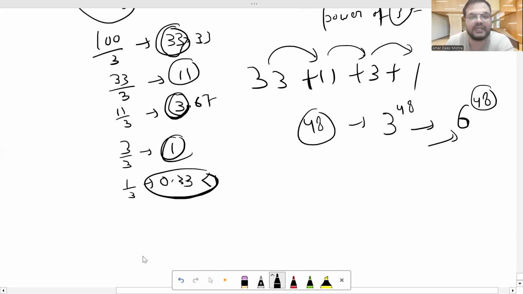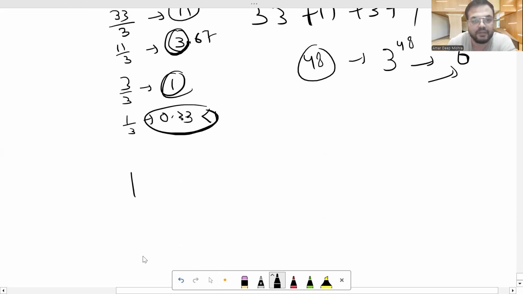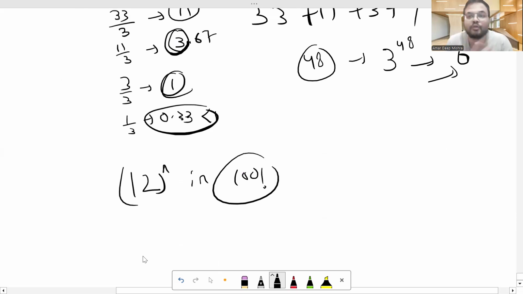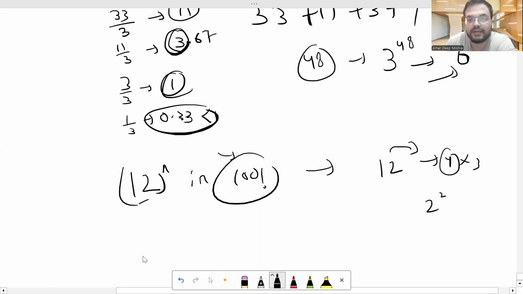Similarly, if I ask you for any other composite number, let's say 12. Okay. Find out the power of 12 in 100 factorial. Now, this is the question. How many 12s will you get in 100 factorial? So again, this is a composite number, 12. So 12 can be written as 4 into 3. Now 4 is what? 2 square and 3 is 3 power 1.